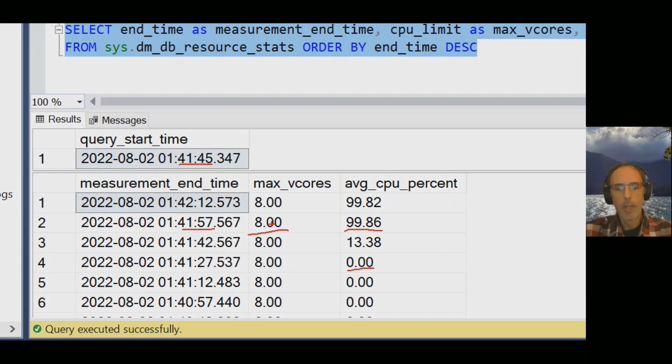Now, as I said before, this scaling to 8 cores probably occurred in less than 1 second, and we're just limited here by the fact that I've launched this workload from my desktop remotely against the data center, but also we're limited by the resolution of the telemetry for this DMV, which is collecting and reporting on usage statistics once every 15 seconds.